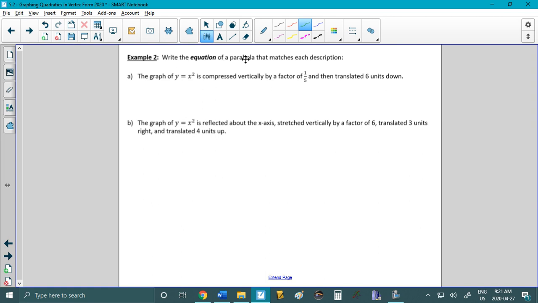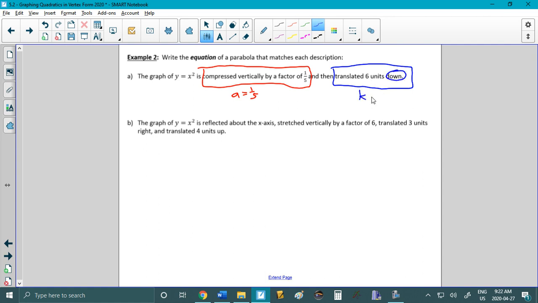All right, so write the equation of a parabola that matches each description. So the graph of y equals x squared is compressed vertically by a factor of 1/5, and then translated 6 units down, or vertical transformation 6 units down, whatever. It's all the same, really, or shift. There's lots of ways to say it, but it all means the same thing. So the compression or the stretch is always the a value. So in this case, a equals 1 over 5. And if it's going down, that's going to be our k value at the end, and it's going to be -6.